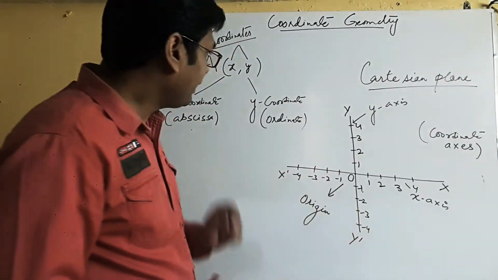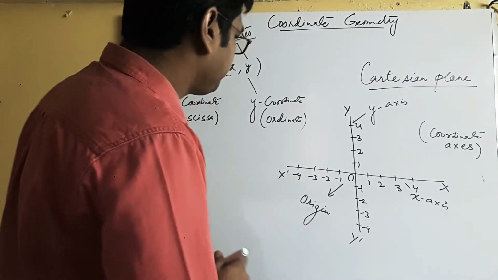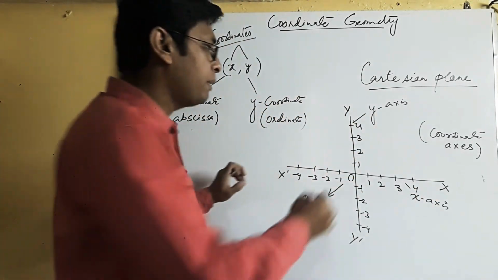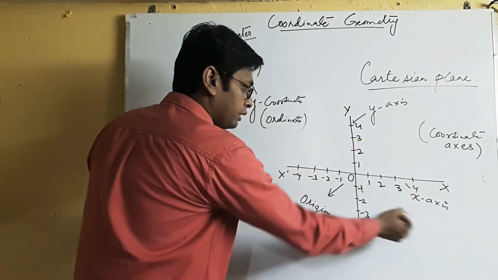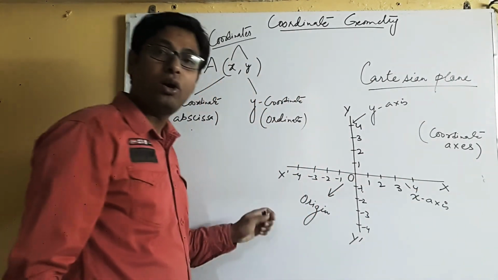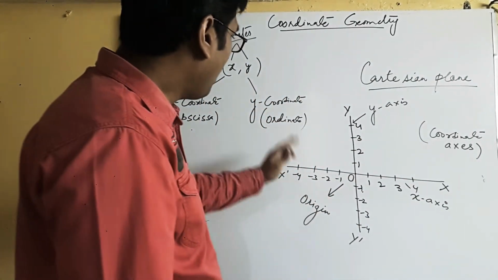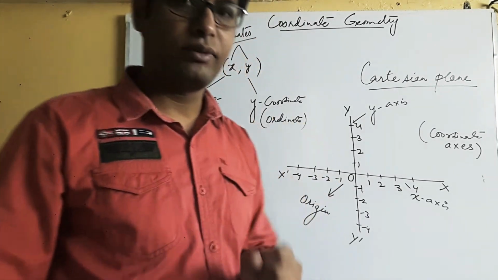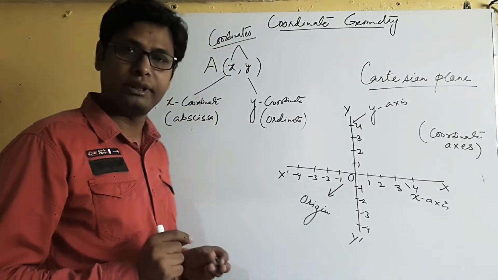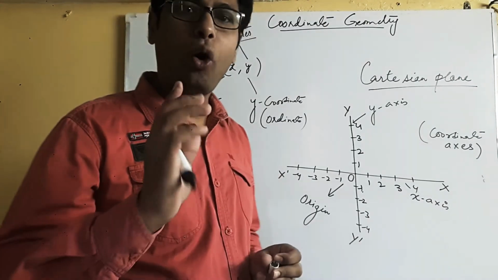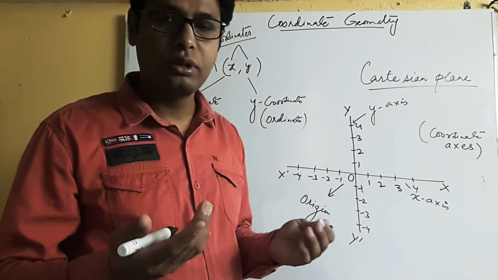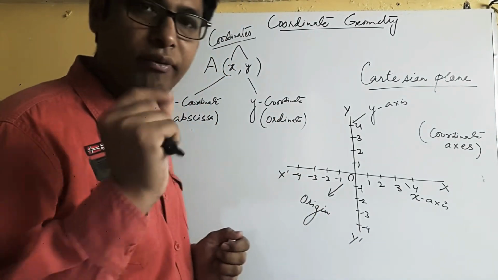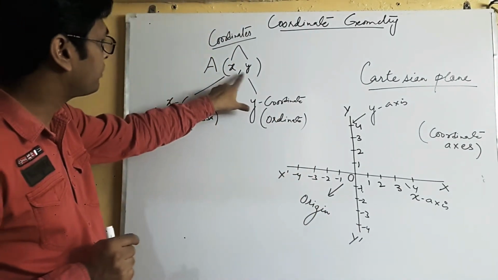Now what happened after that? There are different points. There are many points we can mark on this plane. Now, how to locate the points and what is the address of the point? There should be an address of everything, like you all have the address of your house. Now similarly we have the address of every point.